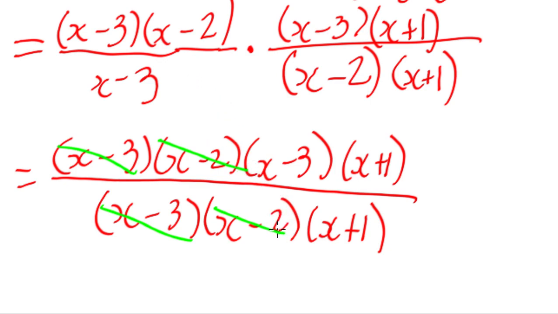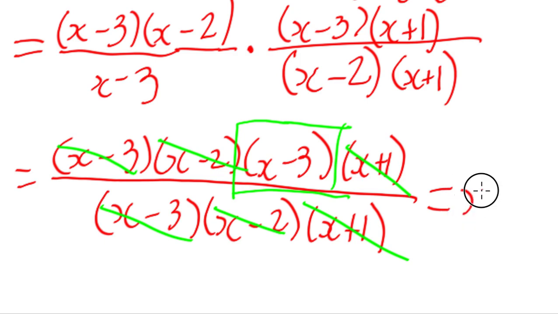And then what else do we have? We have x plus 1, which can be canceled by x plus 1 down below. So what do we have? We have a single entity left, and that single entity is our x minus 3. Let me write it down. Our simplified version of this division of algebraic fractions is x minus 3.